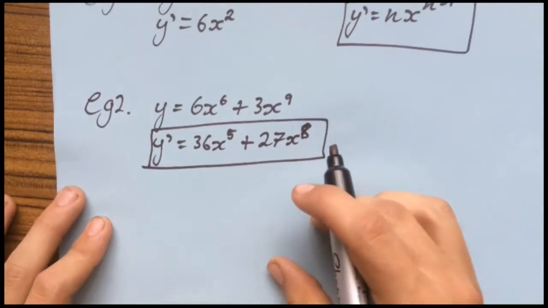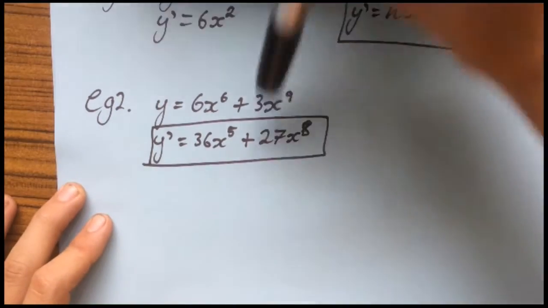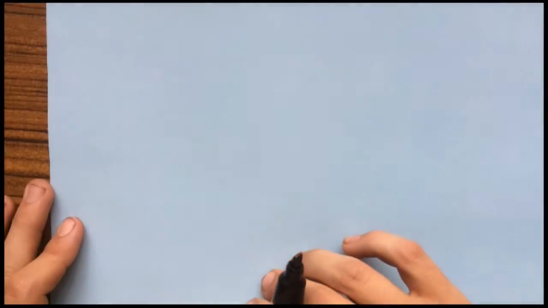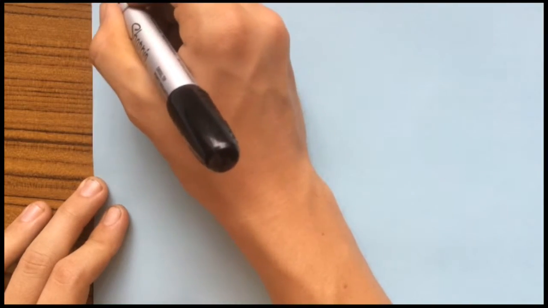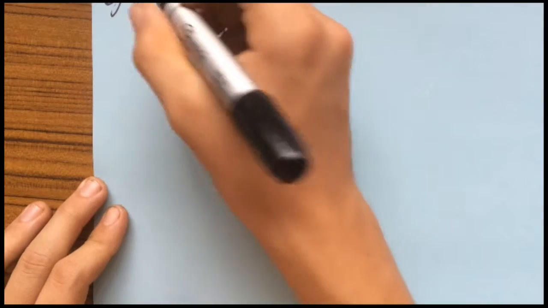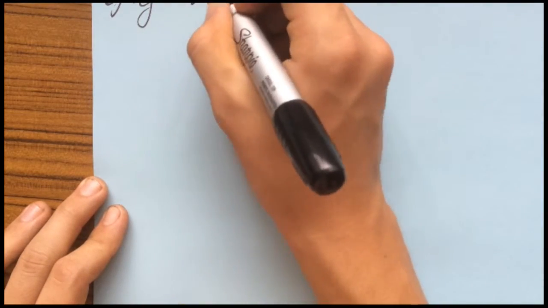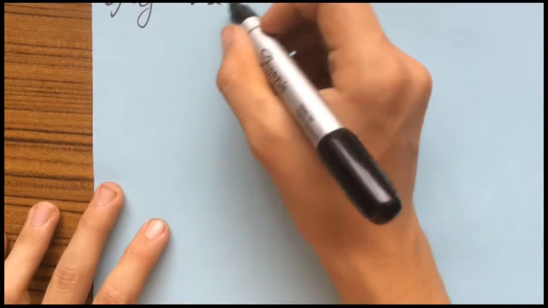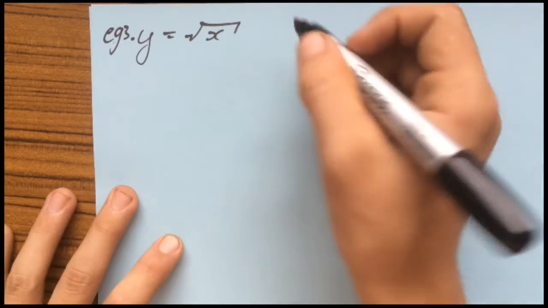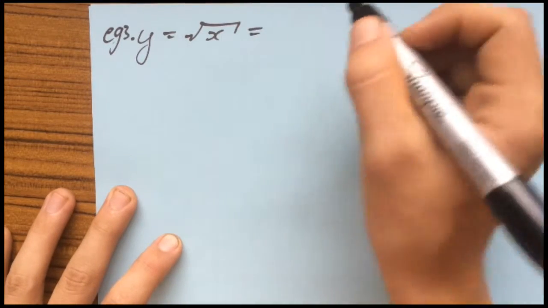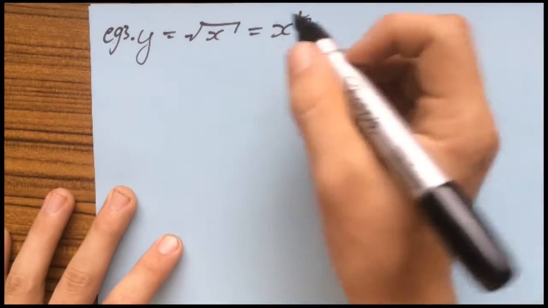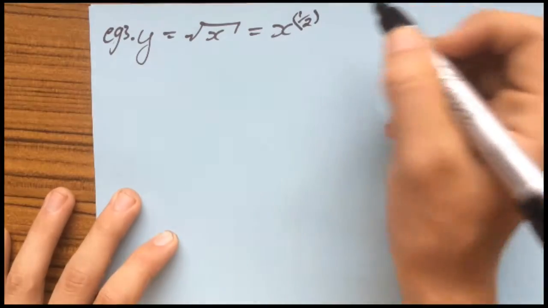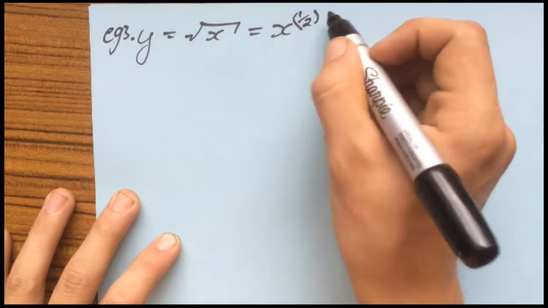So, third example, and final example of this lesson, example 3, will be y equals square root of x. And that isn't anything big, it's just x to the power of a half. And you still treat that as the power rule. You bring it down and you take 1 off the power.